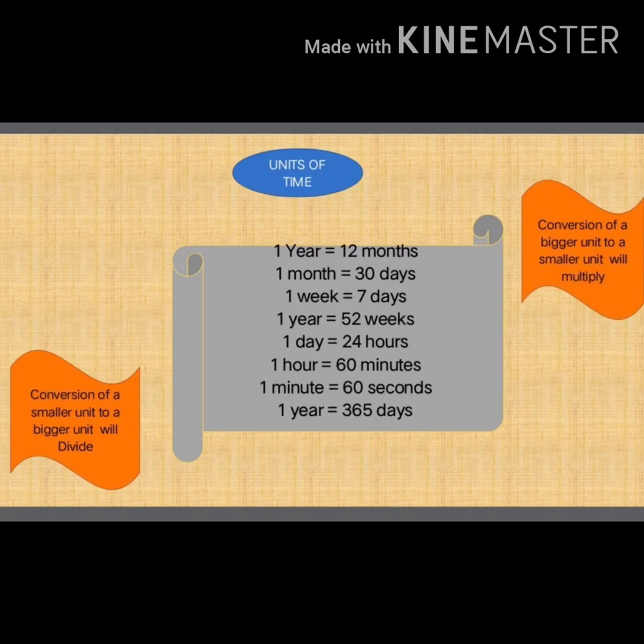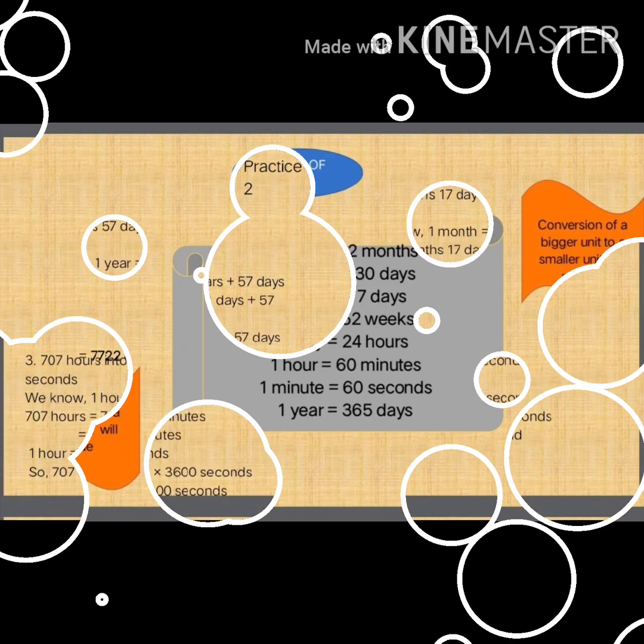1 year represents 12 months. 1 month is 30 days. 1 week, when called upon in days, we have 7 days. 1 year is equal to 52 weeks. 1 day, if asked in hours, we have 24. 1 hour, if asked in minutes, we have 60 minutes. 1 minute, if asked in seconds, we have 60 seconds. And 1 year, again, when asked in days, we have 365 days.